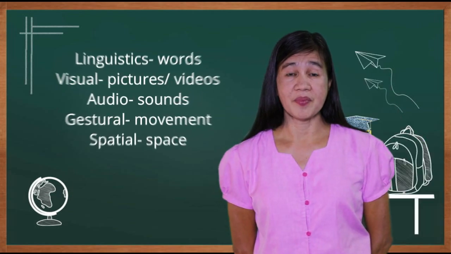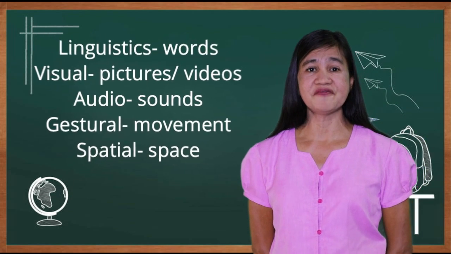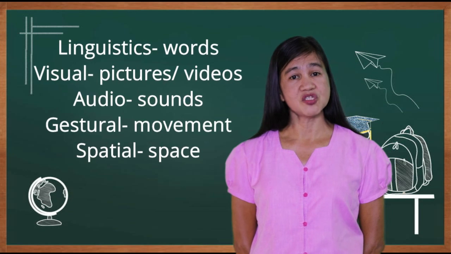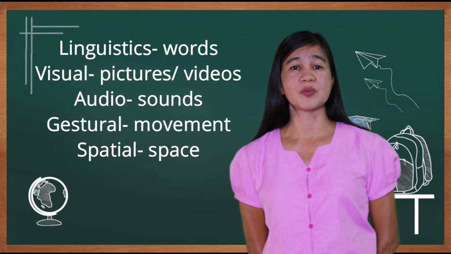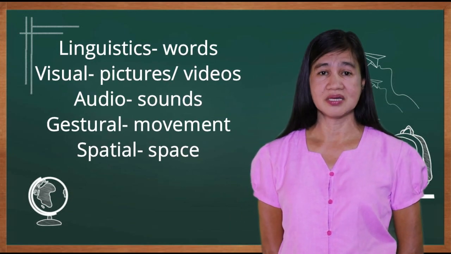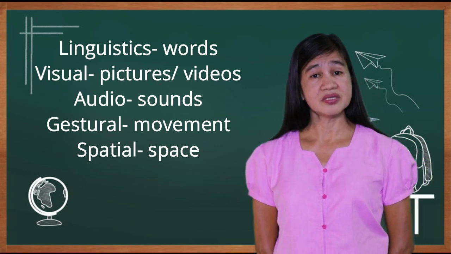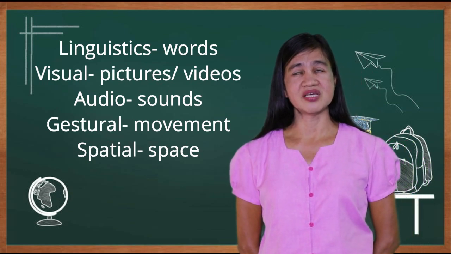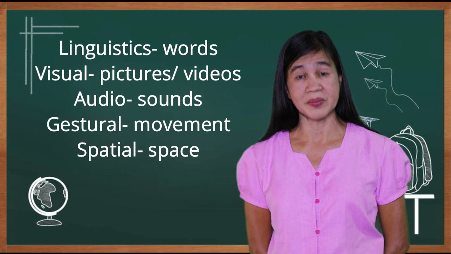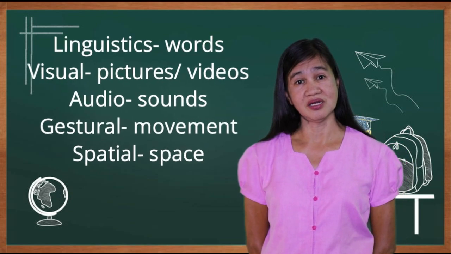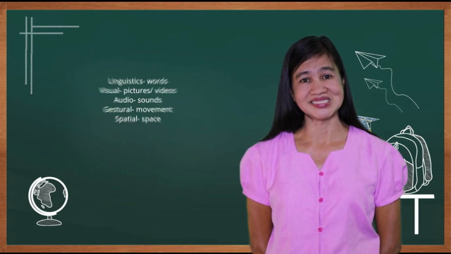To sum it up, when we say linguistics, it refers to words. When we say visual, it refers to pictures and videos. When we say audio, it refers to sounds. And when we say gestural, it's all about movement. And when we say spatial, it refers to space.